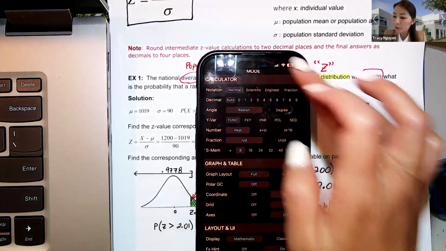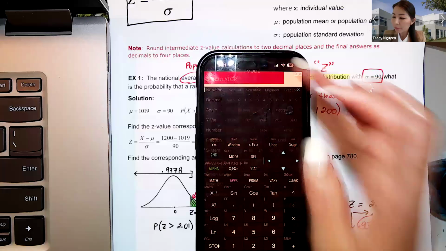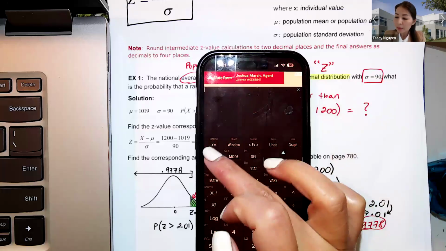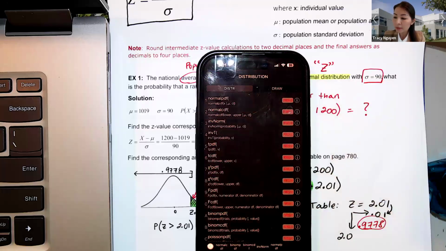Okay, so just use the app directly. All right, I'm going to get out of that mode. I'm going to show you how to get to normal CDF here. Same goes. Second bars, okay?